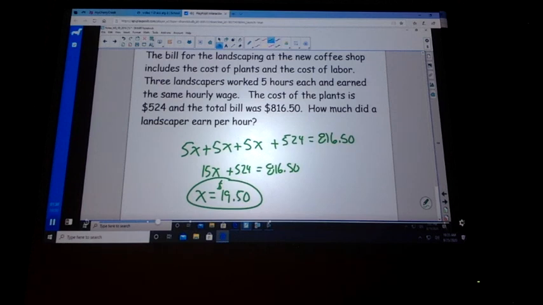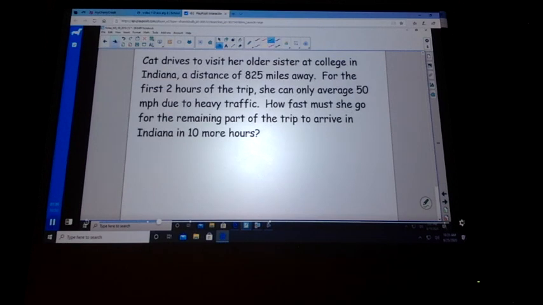So if that went too fast, I want you to indicate if you need extra help on that, because there's something we can focus on tomorrow when you come back.